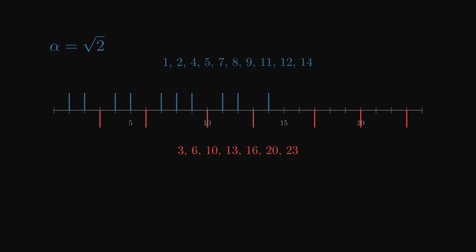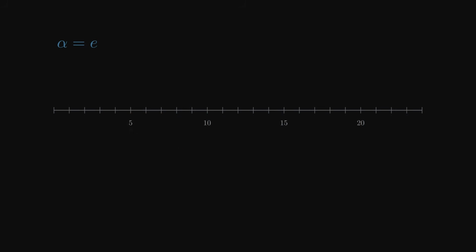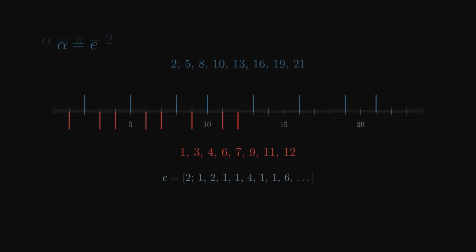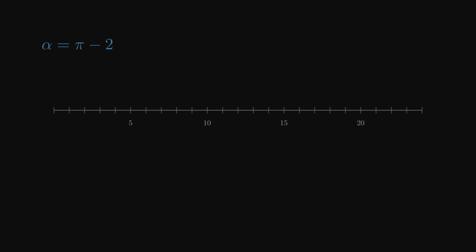Alpha equals e, which is the base of natural logarithms, gives the Beatty sequence 2, 5, 8, 10, 13, 16, 19, 21, and the partner 1, 3, 4, 6, 7, 9, 11, 12. These sequences are related to the distribution of e's continued fraction coefficients. Alpha equals pi minus 2 gives a Beatty pair with no particular fame, but the partition is just as clean.